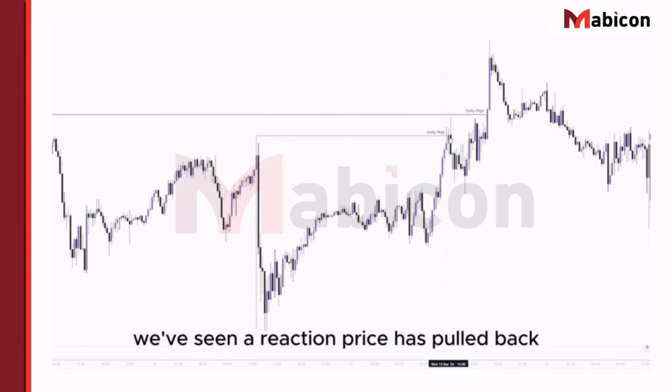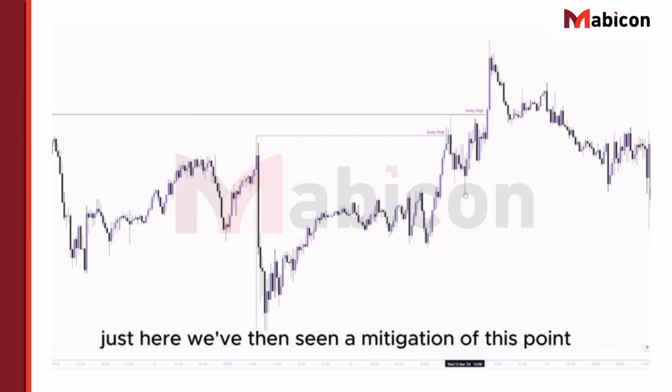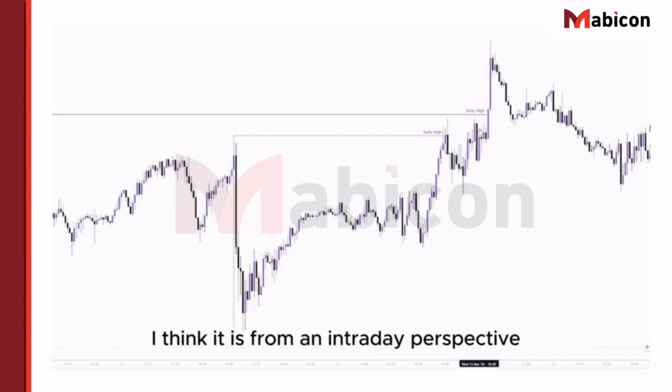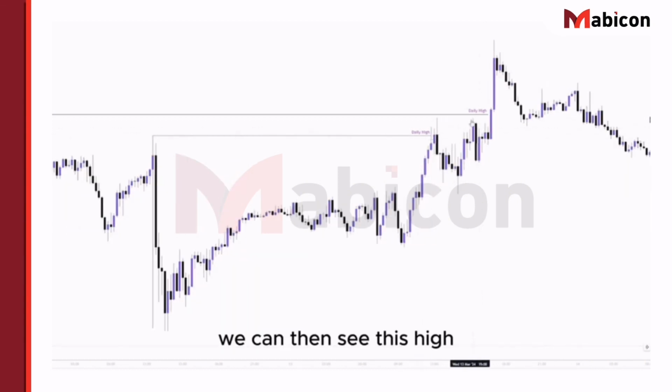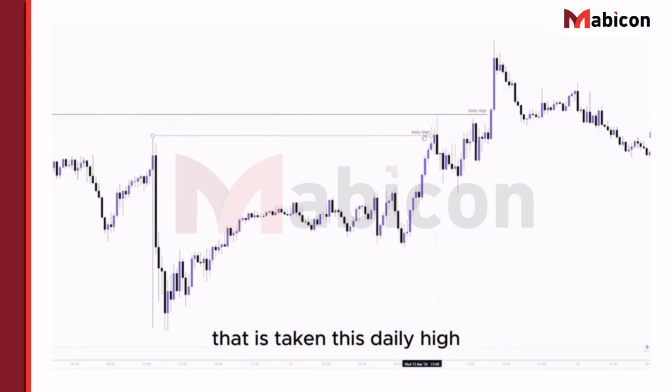We've seen a reaction. Price has pulled back. It's corrected into this fair value gap. There's also a point of interest just here. We've then seen a mitigation of this point and price continuing pushing to the upside. Now think of this from an intraday perspective. We are looking at this daily high being taken. We could then see this high failing to break past the previous high that has taken this daily high.